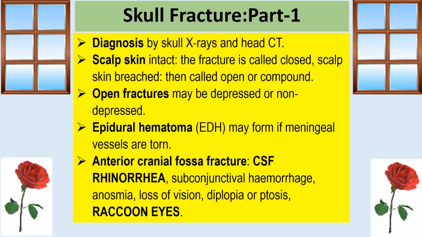In the anterior cranial fossa fracture, there may be cribriform plate fracture causing a CSF leak from the nose or CSF rhinorrhea, subconjunctival hemorrhage, anosmia or loss of smell due to olfactory nerve injury, loss of vision, either partial or complete due to optic nerve injury, and diplopia or ptosis due to oculomotor nerve palsy. Periorbital ecchymosis after an anterior skull base fracture is known as raccoon's eye.